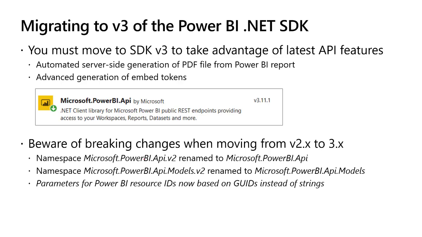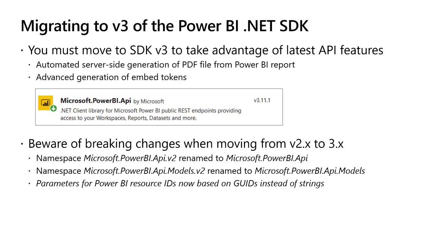Also note that if you're moving from an older version, from 2.x to one of the 3 versions, there are definitely some breaking changes. In V2, we had V2 at the end of the namespace name. Now that's been removed. And also, there are a lot of parameters that used to be string-based that are now GUID-based for passing things like the IDs of workspaces. So you'll see that there are some breaking changes.